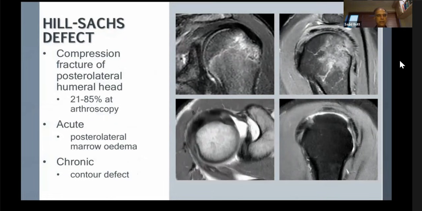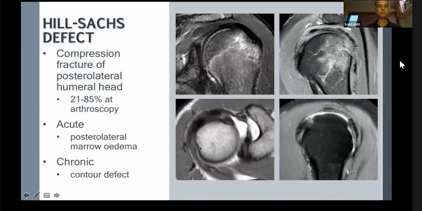And what do you get to see? This is a picture which you should all imprint in your mind, because essentially what happens is that the humeral head, which is normally positioned here, moves anterior to the glenoid below the coracoid process. It's a subcoracoid dislocation of the humeral head. And once that happens, the posterolateral margin of the humeral head gets bumped against here, and it gets an impaction fracture. And that is what a Hill-Sachs lesion is.